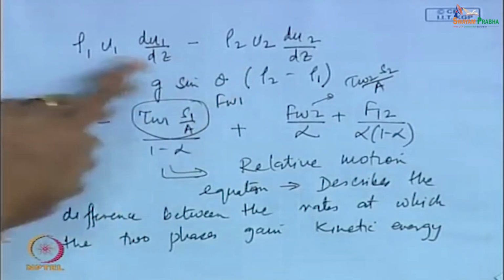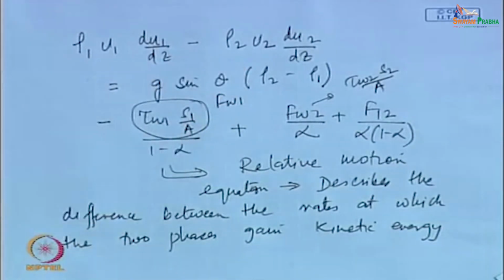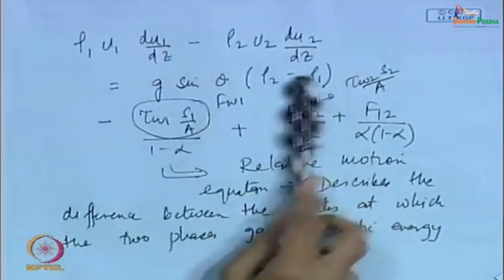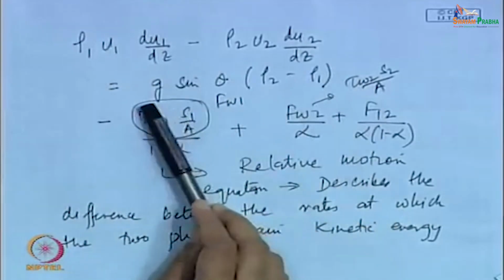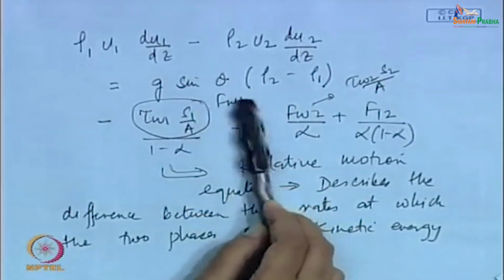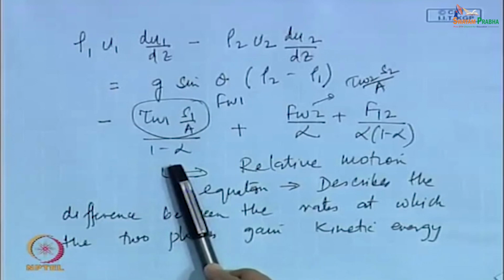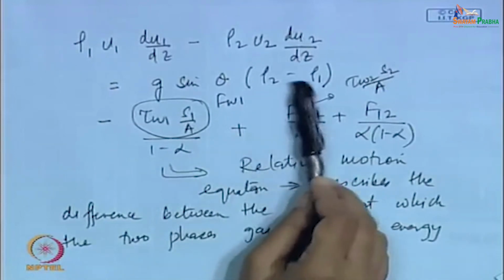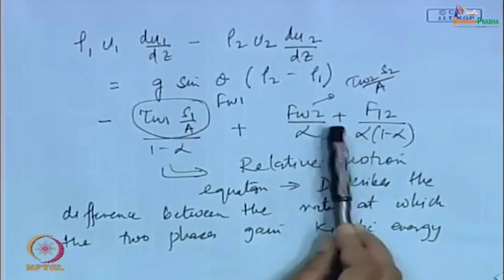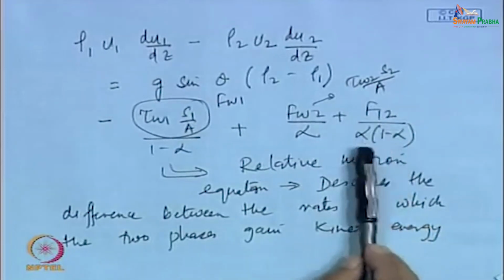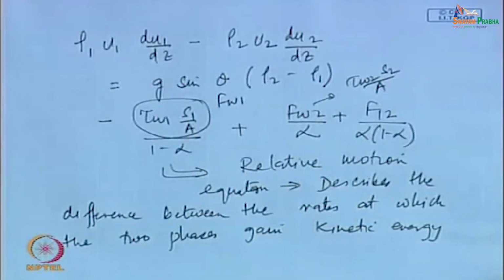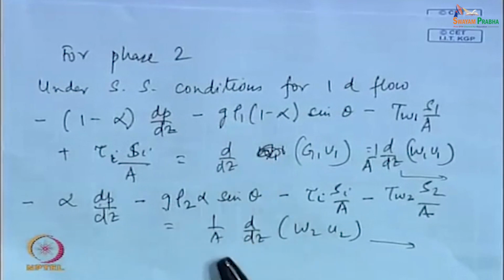Basically, this is the difference between the rates at which the two phases gain kinetic energy, isn't it? So, this minus this, the rate at which they gain kinetic energy can be obtained from g sin theta (rho 2 minus rho 1) minus the interaction of phase 1 with the wall by (1 minus alpha), the volume which is occupied by phase 1, plus the interaction of phase 2 with the wall divided by the volume occupied by phase 2, plus your interaction between the two phases by alpha into (1 minus alpha). This is one way of combining these two equations for steady state conditions which we have obtained.